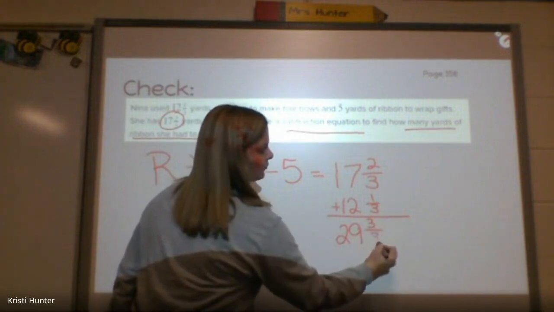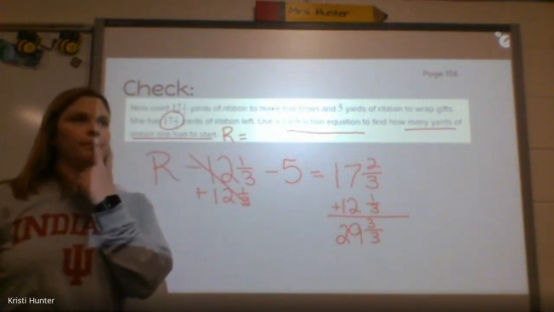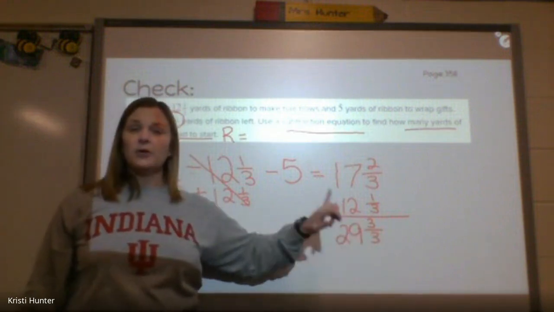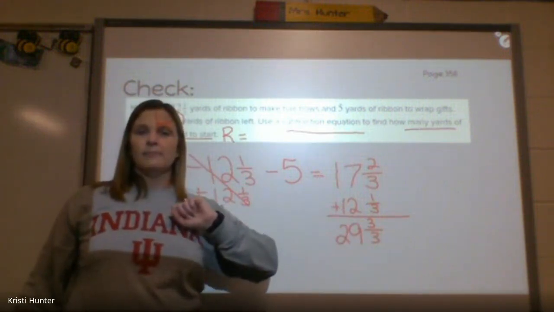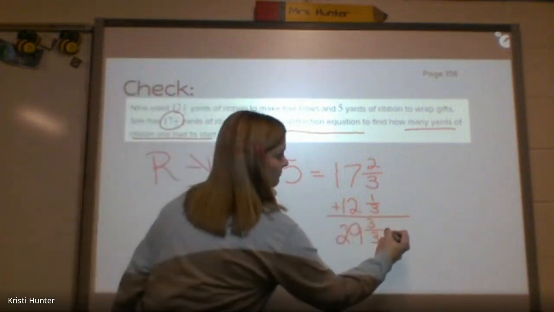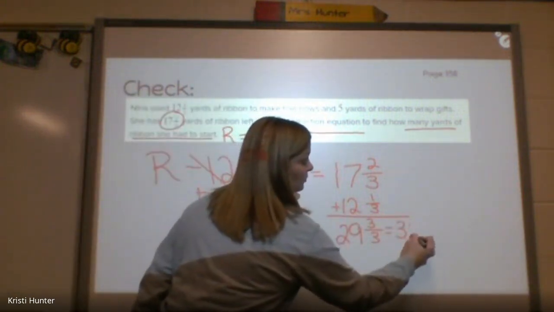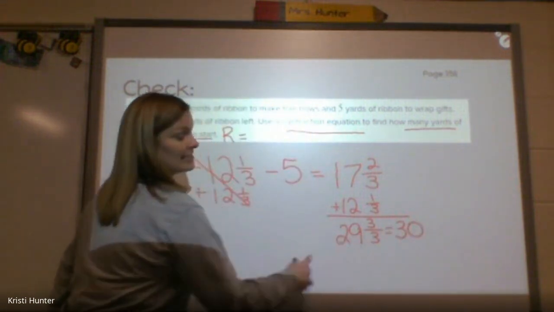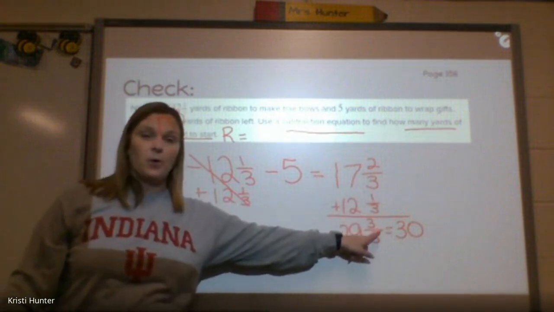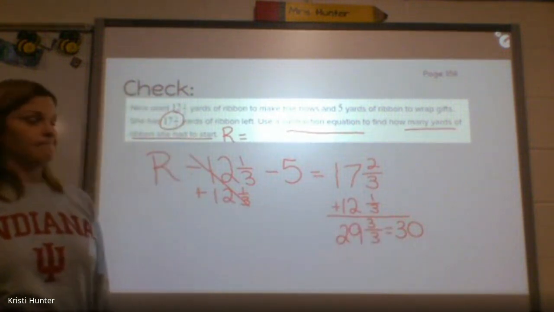And I have 3 over 3. What does it mean when my numerator and denominator are the same? If you're thinking that's 1, you are correct. So that's just equal to 30 because this is the value of 1. So I have 29 plus 1 more, which just gives me my 30.